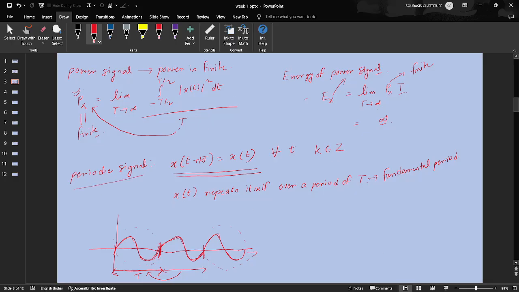This periodic signal occurs in signals and systems, and you will see a lot of theories are based on periodic signals only, but I would just like to point out the power when it comes to computing the power of a periodic signal.